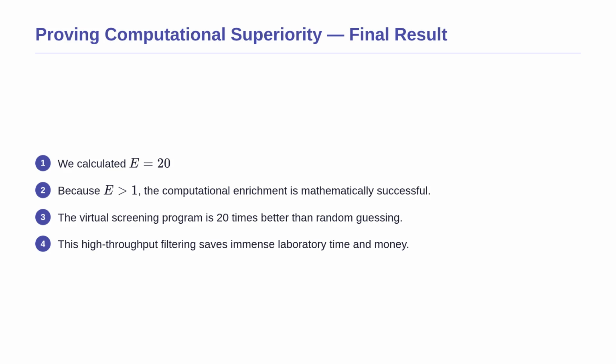Concluding our proof, we look at the final value of the enrichment factor. Because 20 is significantly greater than 1, we have mathematically proven that our supercomputers are vastly superior to random trial and error. Specifically, our virtual screening program is 20 times better at finding active drugs than random guessing. This proves that the computational method is highly effective. By only synthesizing the top fraction of a percent of compounds with the highest mathematical probability of success, pharmaceutical companies save immense amounts of time and money.